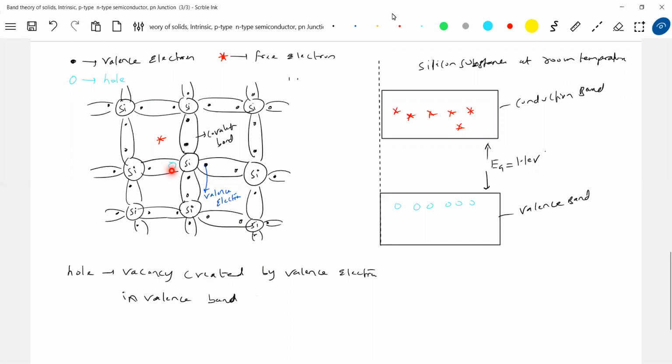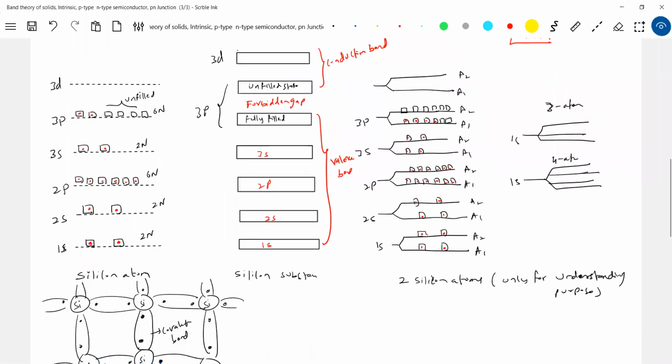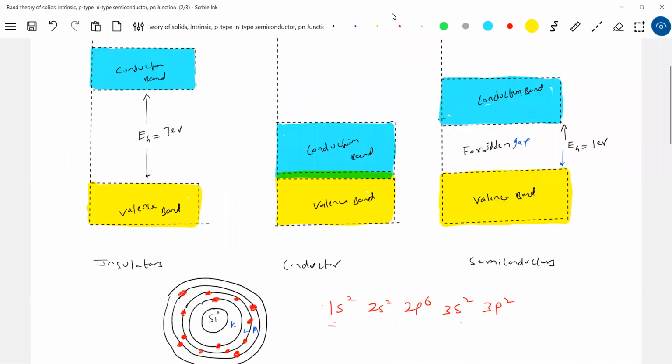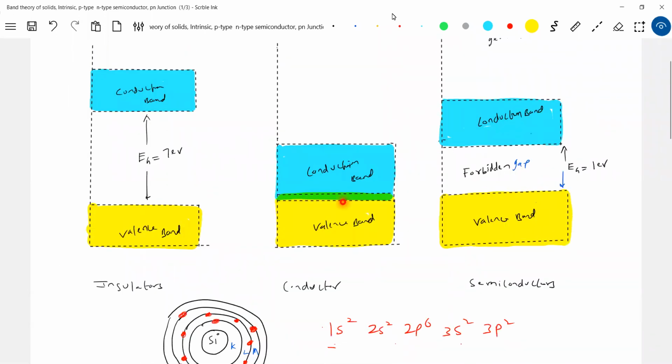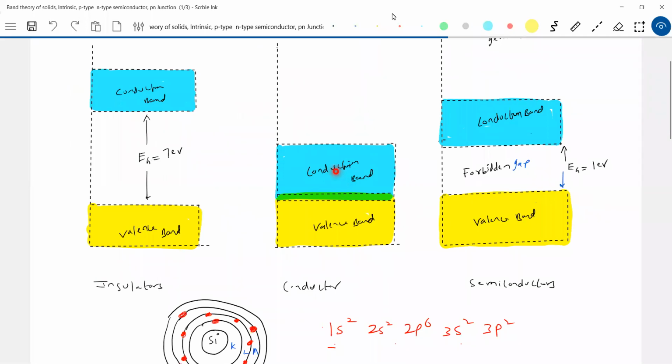But sir, you never discussed something in the current electricity chapter. So what actually happens for conductors? We know that at room temperature, the electrons will jump from valence band to conduction band. Why not holes? You see that it has overlap, no? For conductors, the valence band and conduction band overlap. So all the holes that are formed are immediately filled up by another electron.